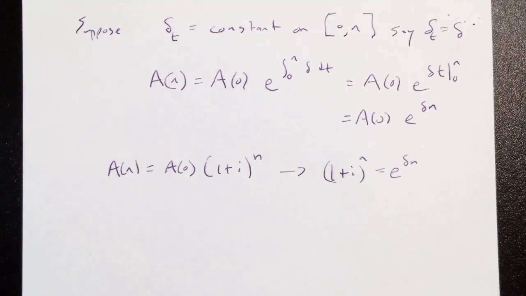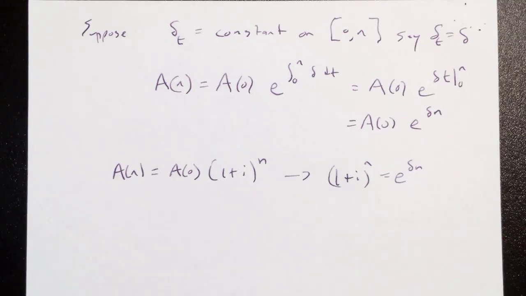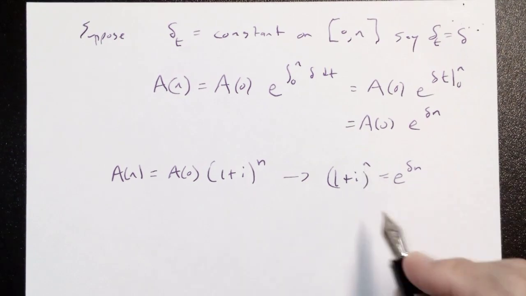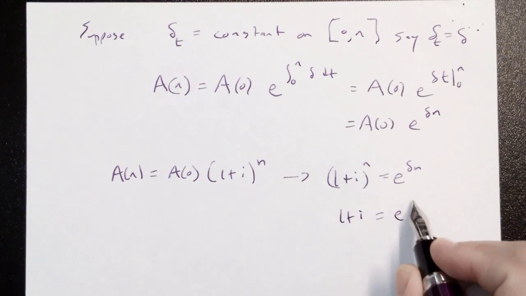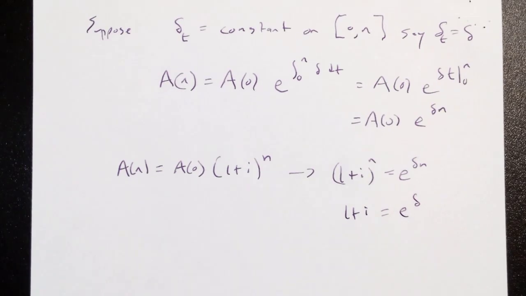Nth root is the same as raising to what other power, which means I do a 1 over n on this side. And that means that the n on this side and the n on this side cancel each other out. And I get 1 plus i is e to the delta. Or delta is ln of 1 plus i. There's my compound interest formula again, staring me right in the face. A constant force of interest means I'm using regular compounding.